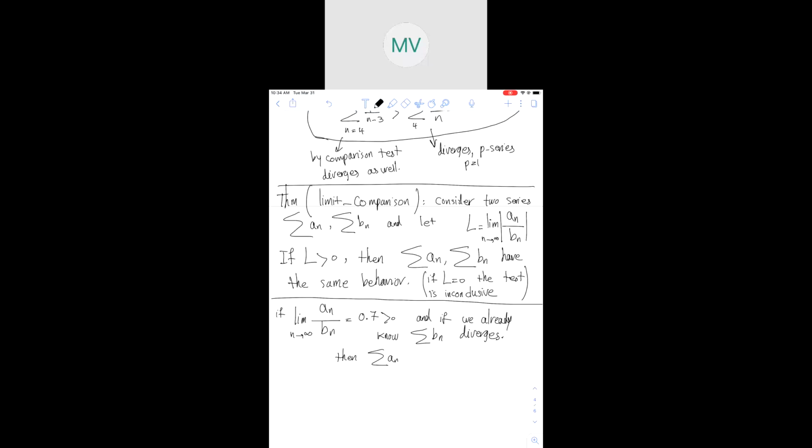Diverges. Right? That's what the theorem says. It says, set up this ratio, take the limit. If the limit is strictly bigger than 0, then both series have the same behavior. So let's say this was given to you.